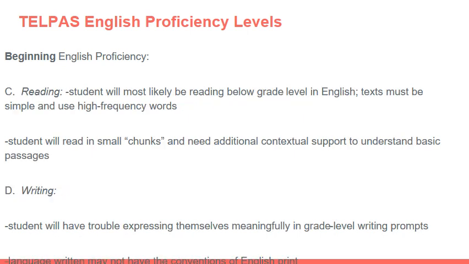Students with beginning English language proficiency in their reading will most likely be reading below grade level. If they can read text, then it would be simple text with high frequency words. They'll need to be taught, for example, with read alouds or with more simple text. They need to be presented in chunks or small bits of information at each time. And they'll further need additional contextual support to understand even basic passages.